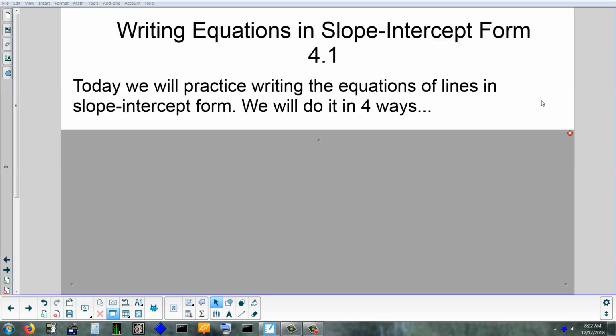Can somebody remind me what slope intercept? We'll get to that in a second. Let's do this first.